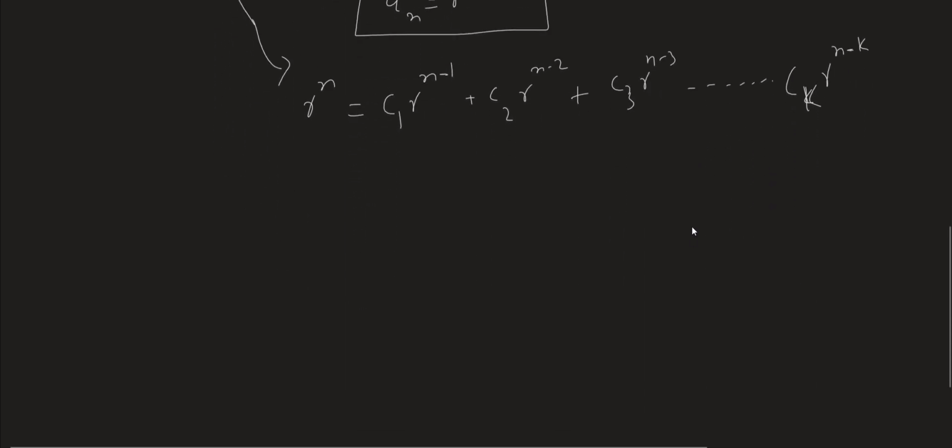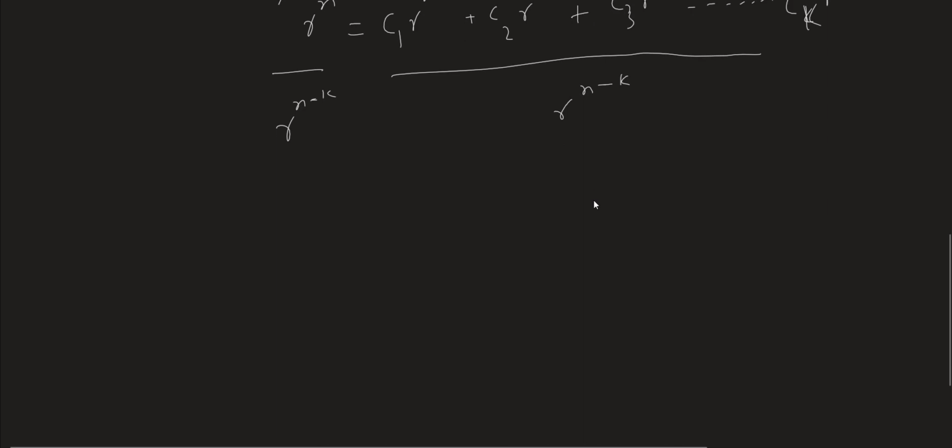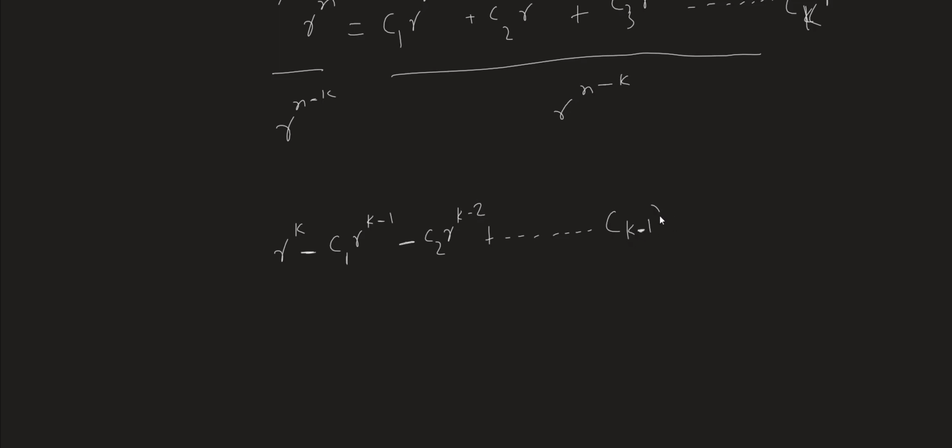Now, if you do a little bit of manipulation of this, if we divide both sides of this equation by r^(n-k), then after the manipulation, what we'll get is r^k minus c1 times r^(k-1) minus c2 times r^(k-2) minus, and so on to c(k-1) times r, minus ck is equal to 0.